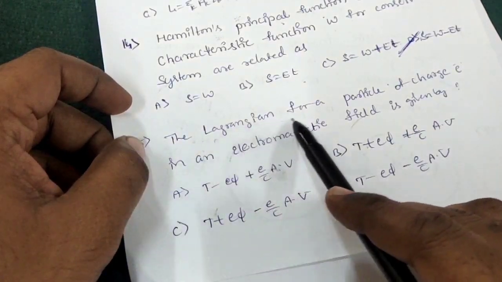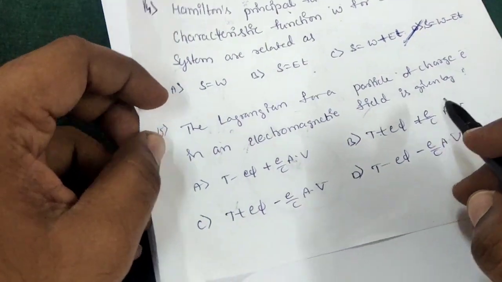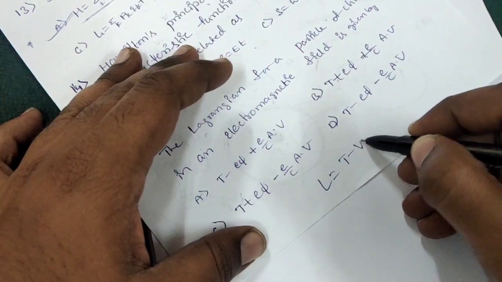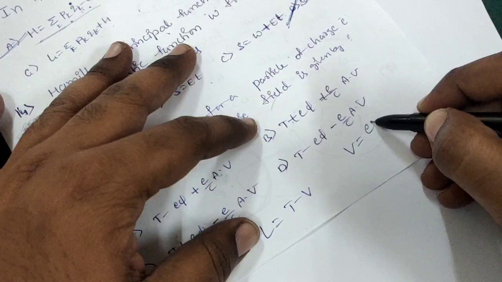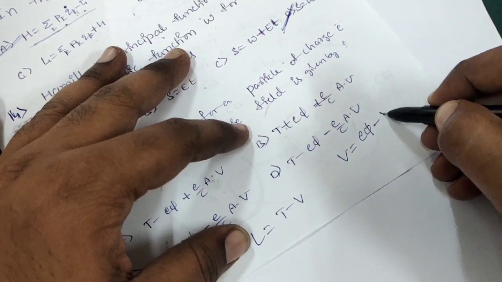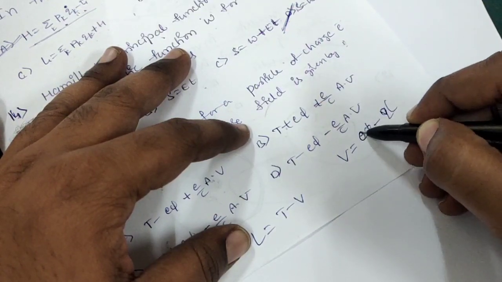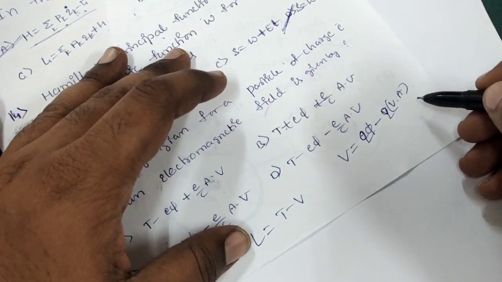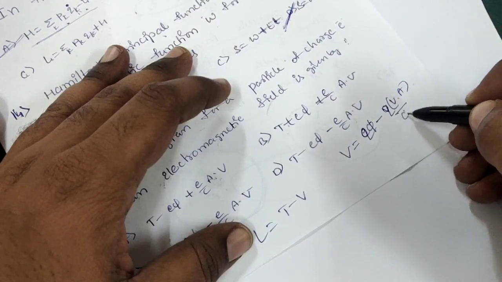Next, the Lagrangian for a particle of charge e in an electromagnetic field is given by... We know that the Lagrangian L is equal to T minus V, and V is the potential energy for an electromagnetic wave. We know that it is e phi minus q into v dot A. In terms of the CGS system, we can divide by c.